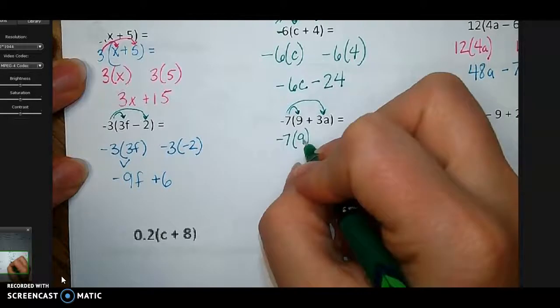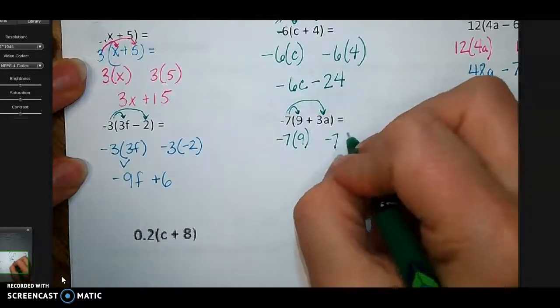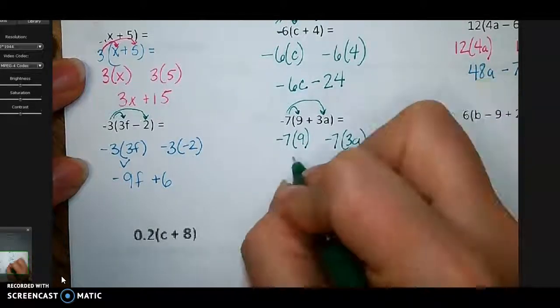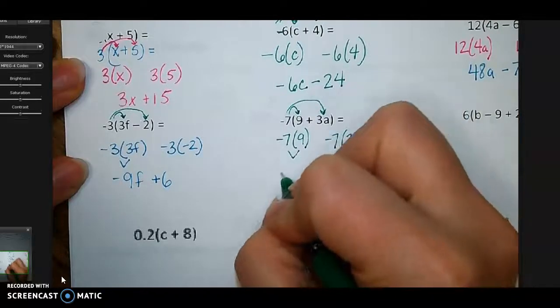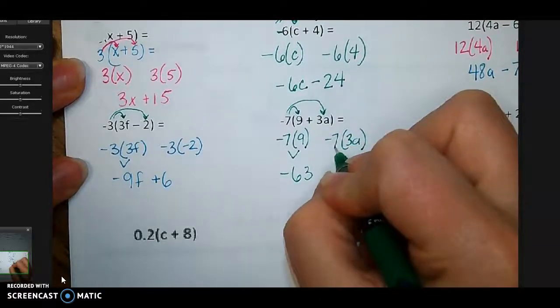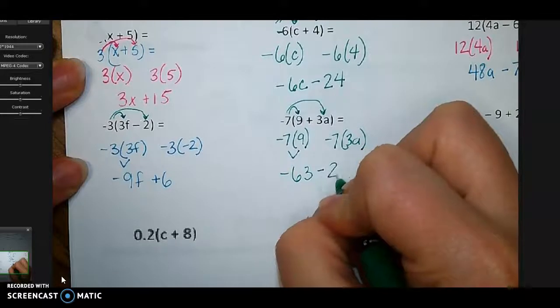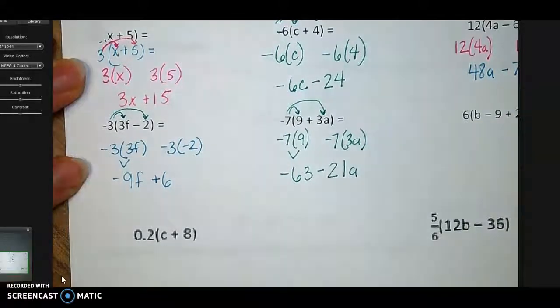So here I'm going to do negative 7 times 9 and negative 7 times 3a. Well, negative 7 times 9 gives me a negative 63. Negative 7 times 3 gives me a negative 21. So negative 63 minus 21a.